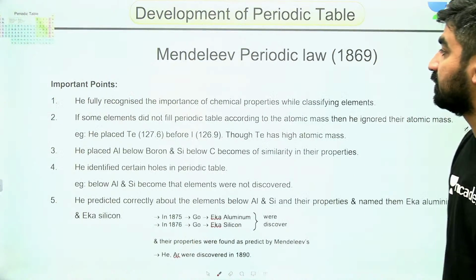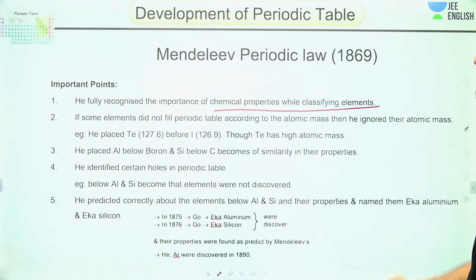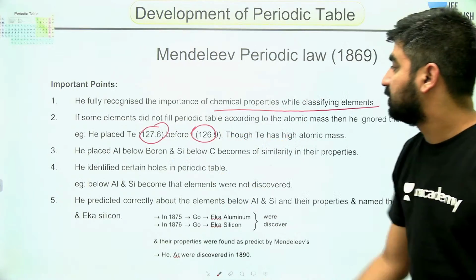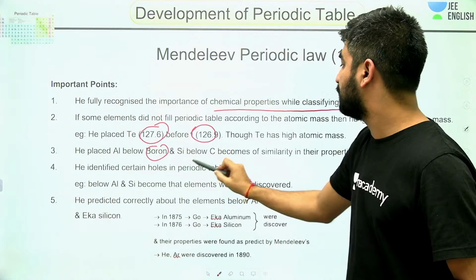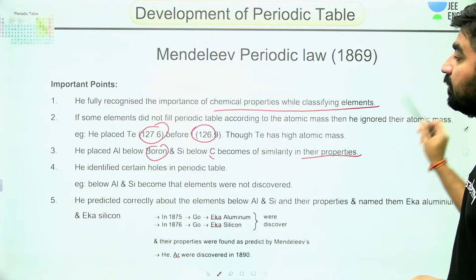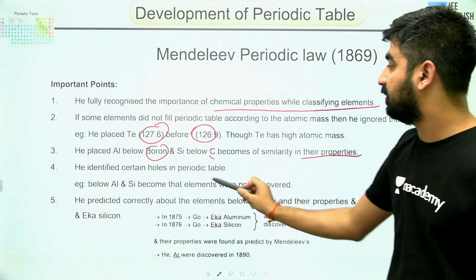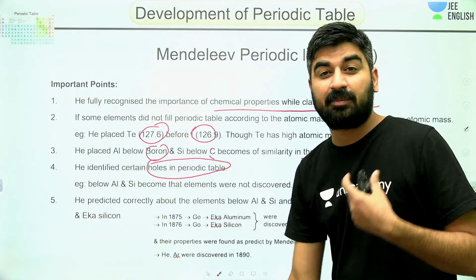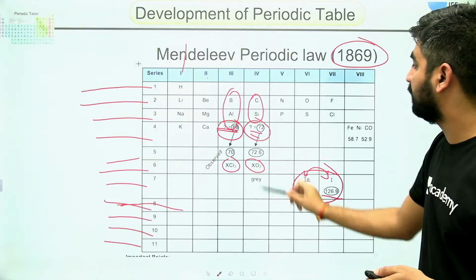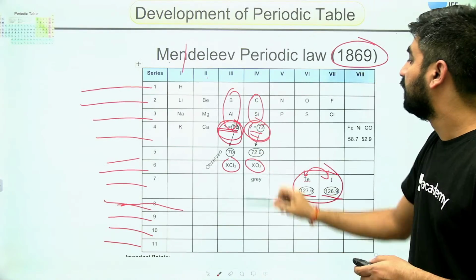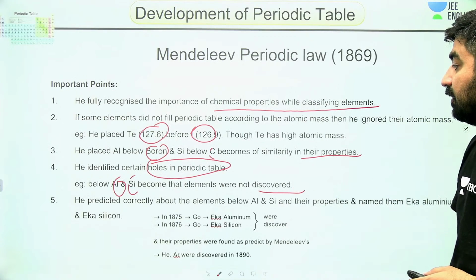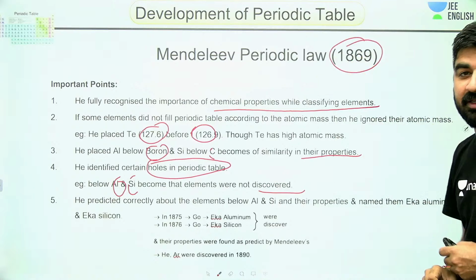We have some important points. He fully recognized the importance of properties while classifying the elements, guys. He changed some elements. He placed aluminium below boron and silicon below carbon, similar because of their properties. And then he identified certain holes because those elements were not discovered at this point. Below aluminium and silicon there were holes, and he predicted them, and he made this table in 1869.